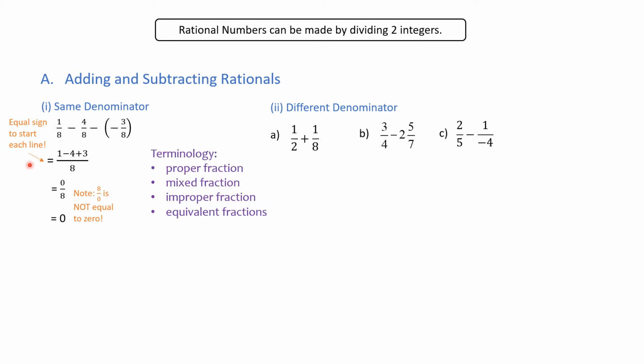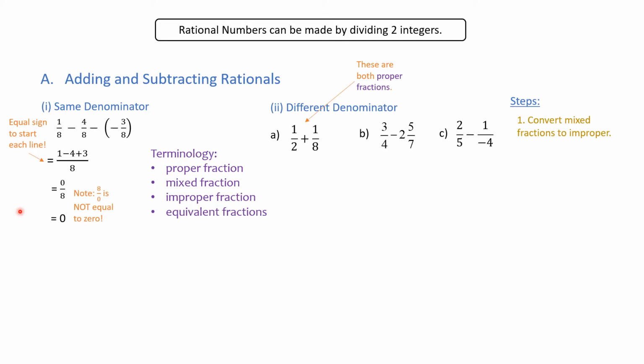Let's go over some terminology here. A proper fraction is what we see here. A proper fraction is when your numerator, your top number, is less than your denominator. A mixed fraction is like this, when we have a whole number as well as a fraction. An improper fraction, I'll show you what that is, and then equivalent fractions, we'll talk about that too. But first of all, these are both proper fractions.